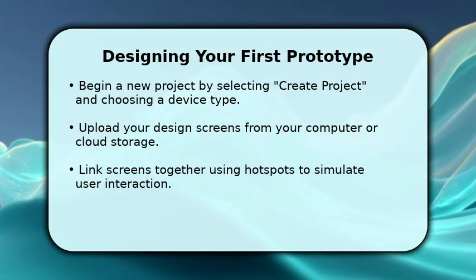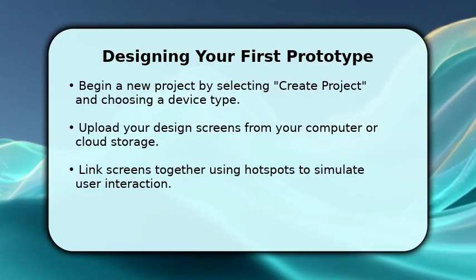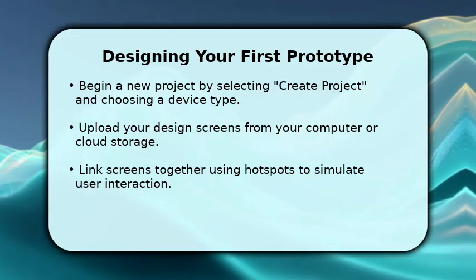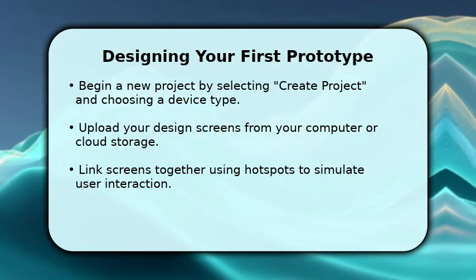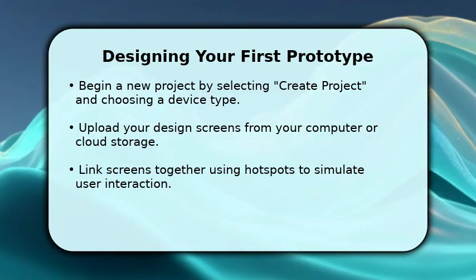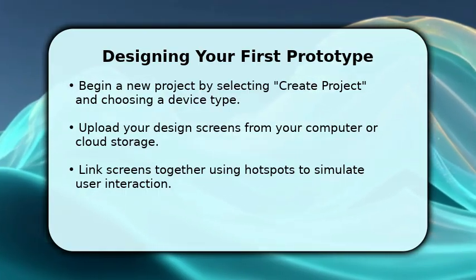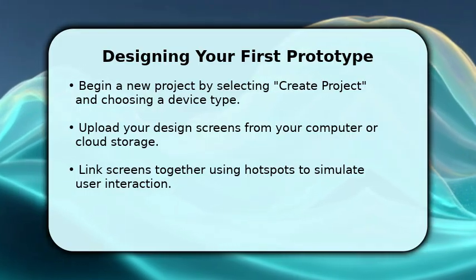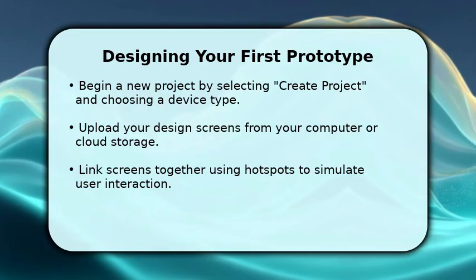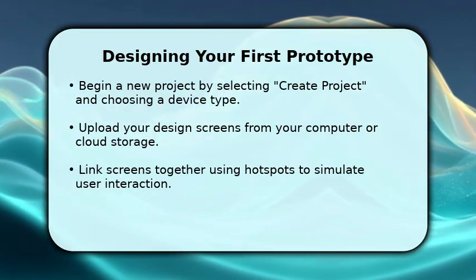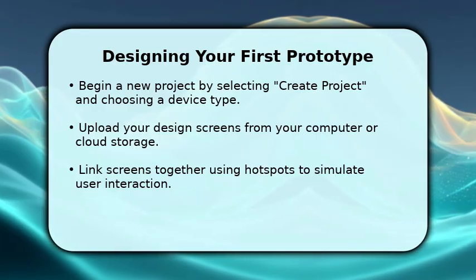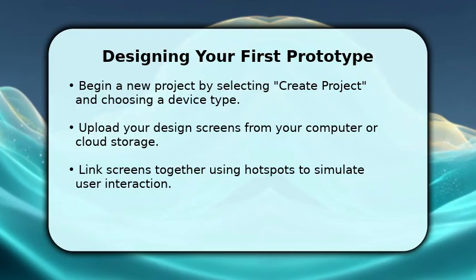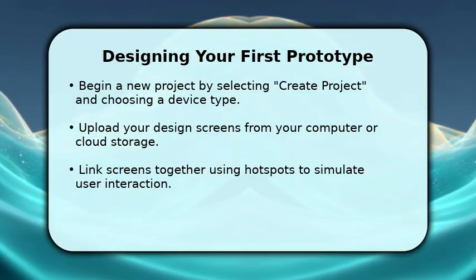To design your first prototype, start a new project and select your desired device, like an iPhone 15 or a web browser. Next, upload your design screens. You can import images directly from your computer or cloud services. Once your screens are in, drag and drop them into the project area. Then, add interactive hotspots to link screens, simulating button clicks or swipes. This process brings your static designs to life, making them feel like a real app.